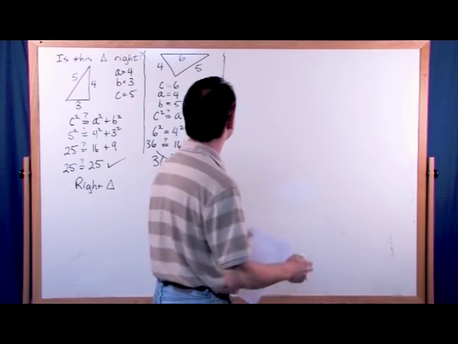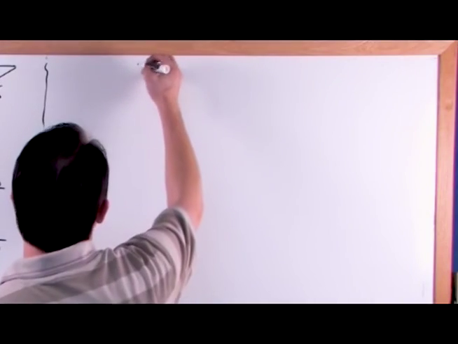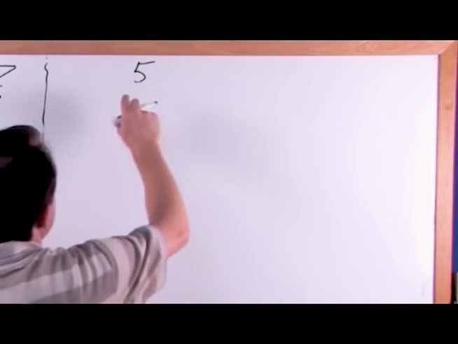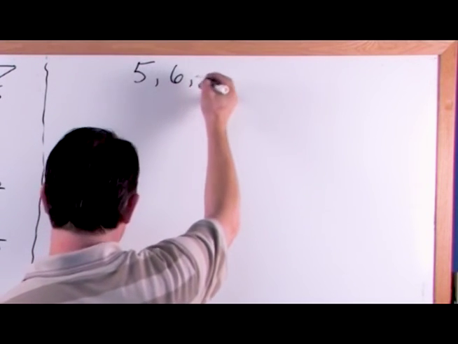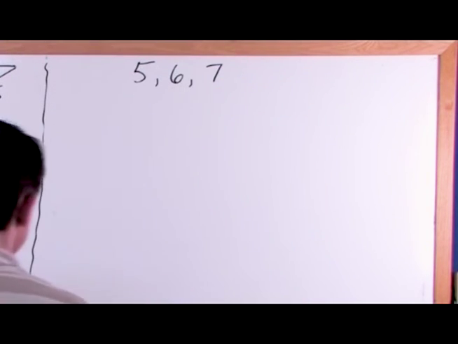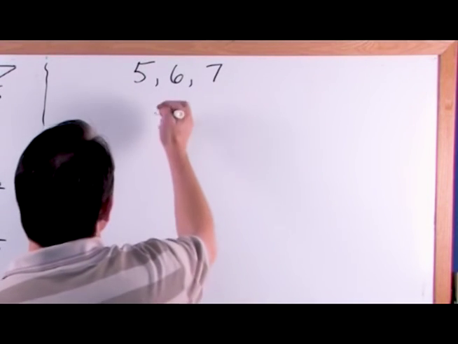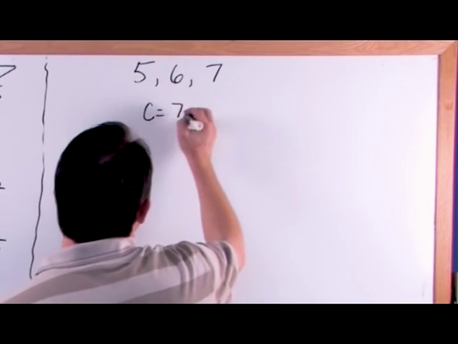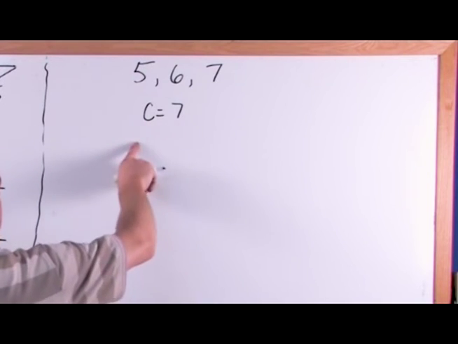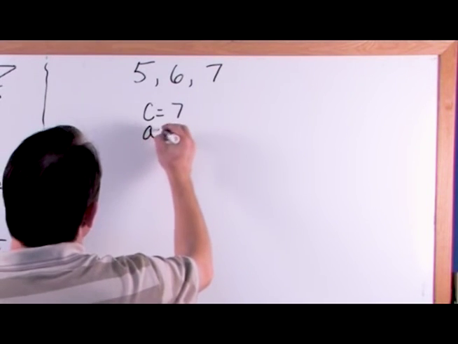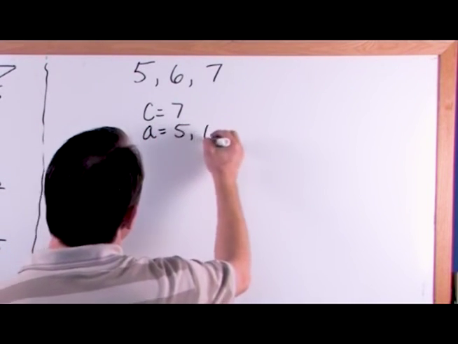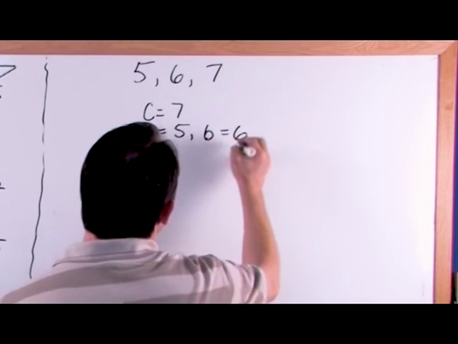Okay, so we're going to do one more problem. And this one they'll say, you know, here you have one length is 5, one length is 6, and one length is 7. Tell me if this is acute, obtuse, or right. And so you would do the same thing. You'd say that C is going to be 7 because that's potentially my hypotenuse. That's the longest side. A is equal to 5, and B is equal to 6.